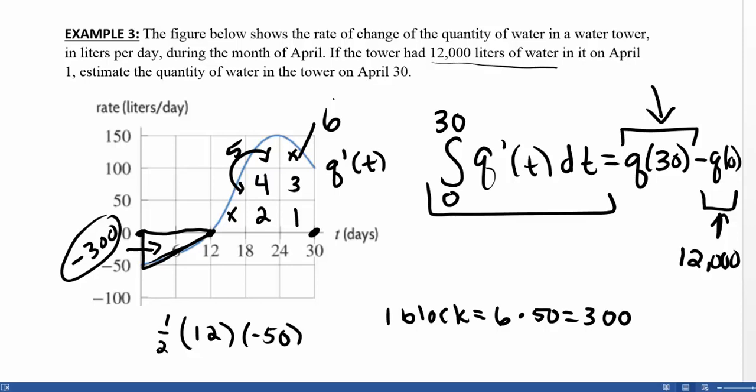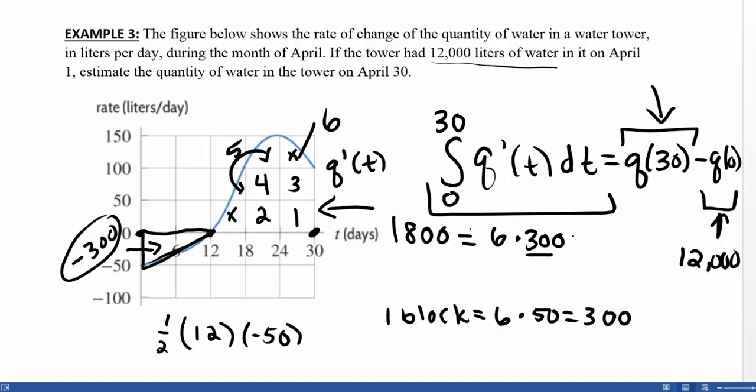I strongly encourage you to only use whole numbers and half numbers, because if you try to make it more complicated than that, your approximation is going to get tricky. So if one block is 300 units, and I'm estimating 6 blocks, the area I'm approximating is going to be 1,800, because that was 6 blocks times 300 units for one block. That gives me 1,800 liters that seem to have been refilled into this reservoir.